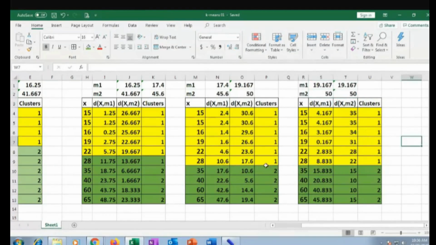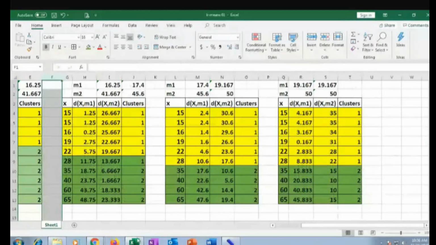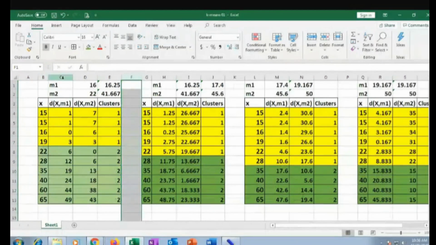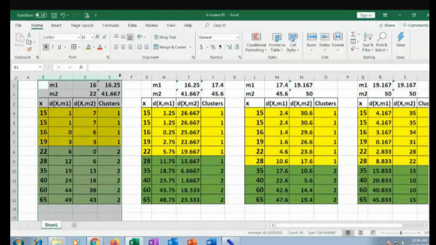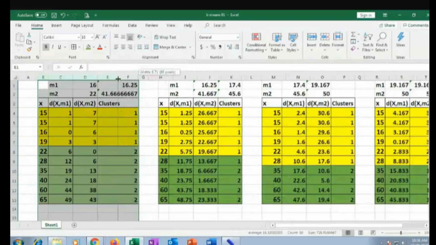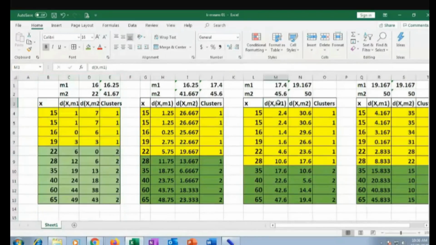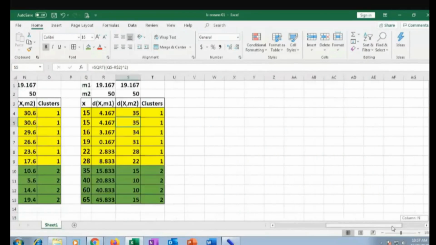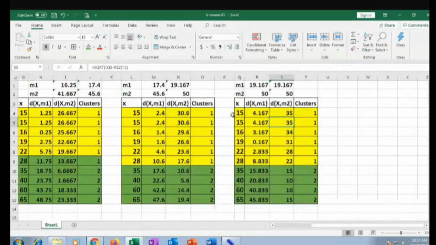So now after the fourth iteration: this is the first iteration, this is the second iteration, this is the third iteration, and this is the fourth iteration. After the fourth iteration the algorithm converges, and you have the data points in cluster 1 and cluster 2.